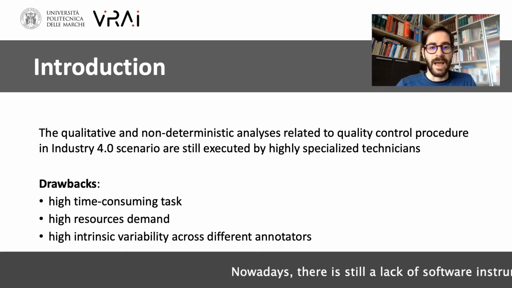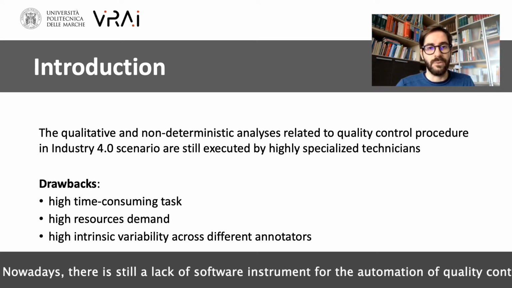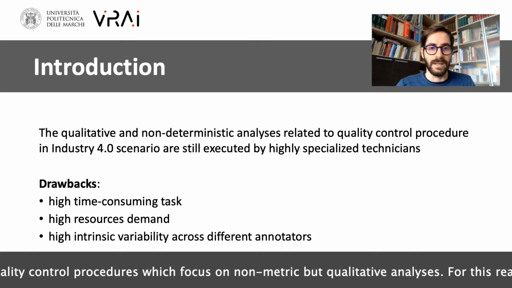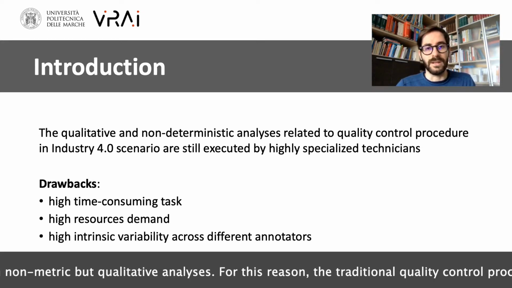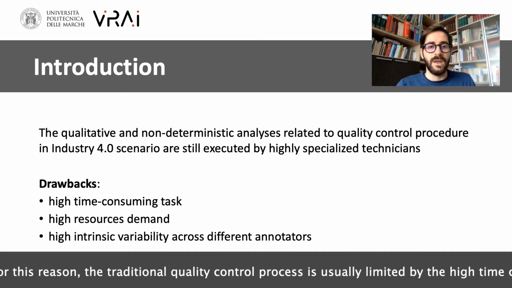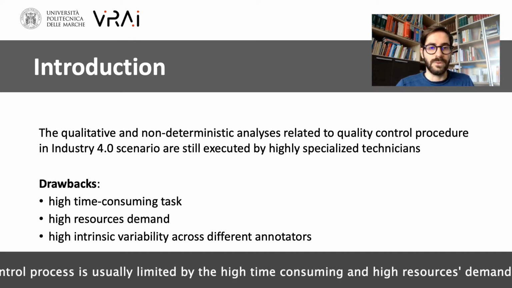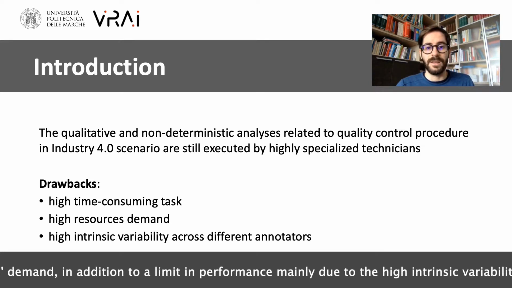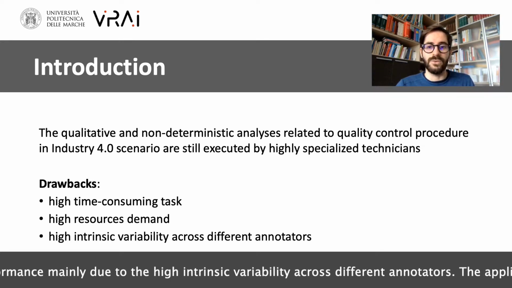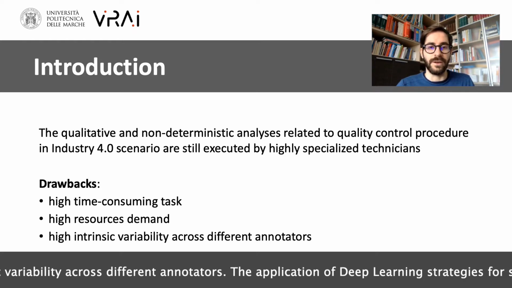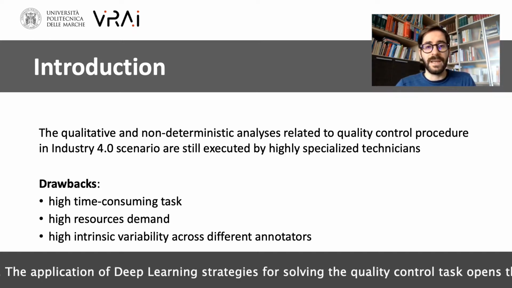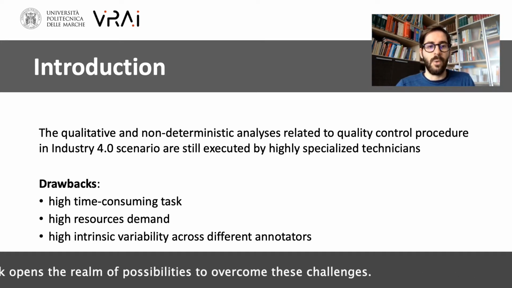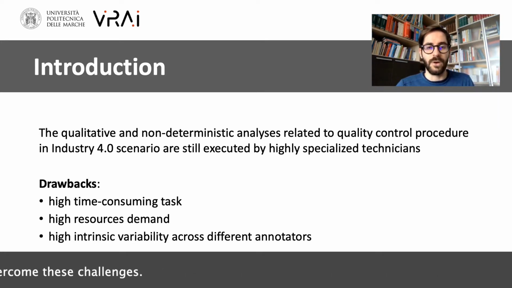Nowadays, there is still a lack of software instruments for the automation of quality control procedures, which focus on non-metric but qualitative analysis. For this reason, the traditional quality control process is usually limited by the high time-consuming and high resources demand, in addition to a limit in performance mainly due to the high intrinsic variability across different annotators. The application of deep learning strategies for solving the quality control task opens the realm of possibility to overcome these challenges.